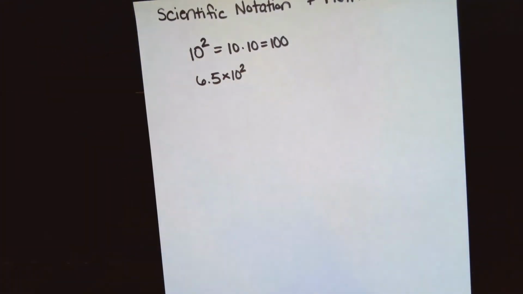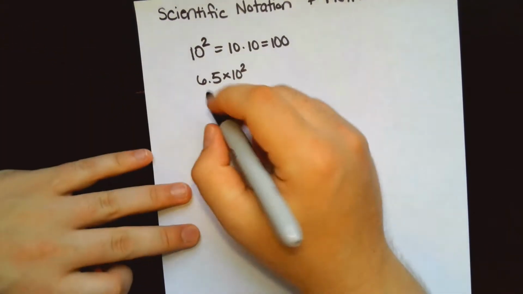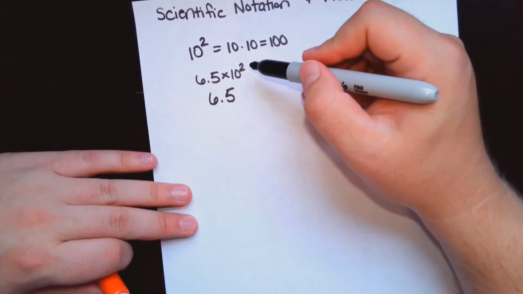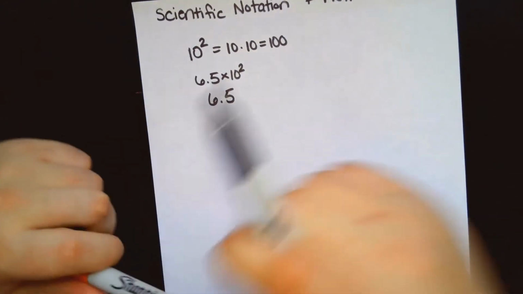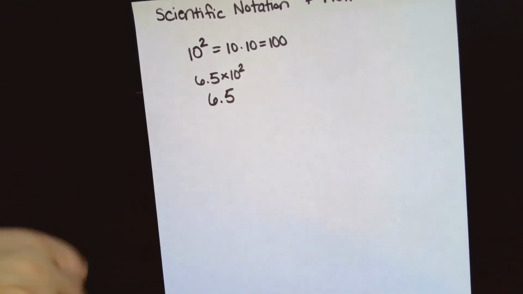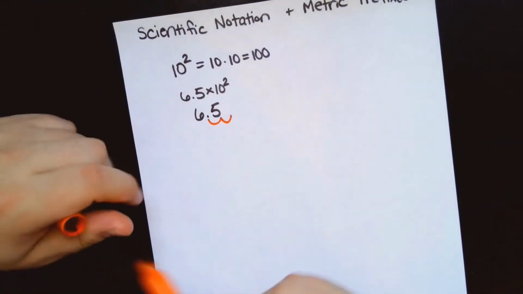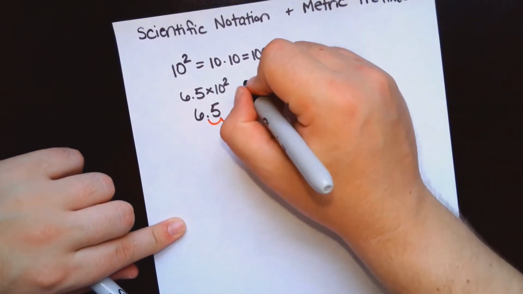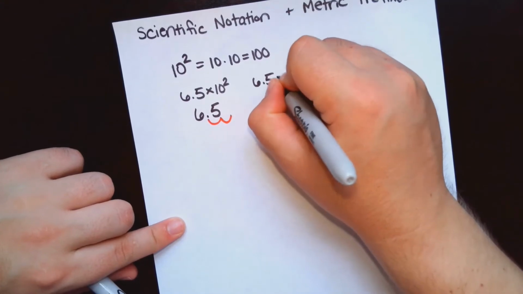If we're trying to figure out what this number is written fully out, you can take 6.5, the number that you see right here, and use this to move the decimal. If you have a positive exponent, you have to move the decimal over 2 spots to the right. Because again, this is saying 6.5 times 10 squared, and 10 squared we just said is 100. So another way you can write it is 6.5 times 100.